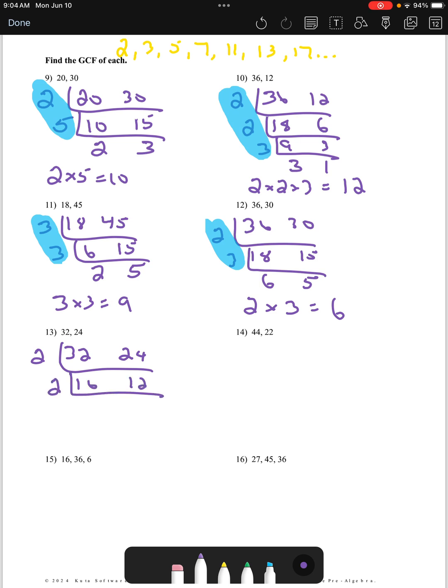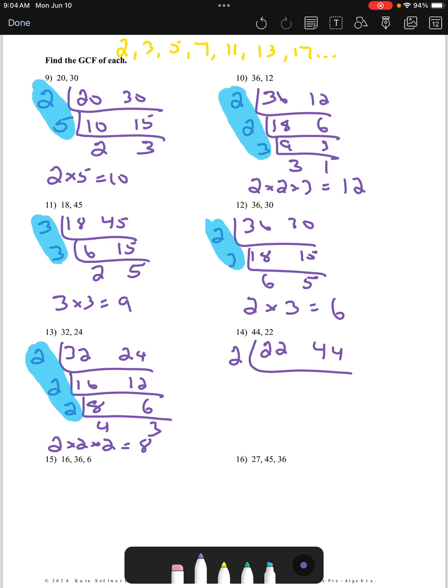Will these divide by 2? Yes, they're both even. That'll give me 16 and 12. They're both even, so I can divide by 2 again. That gets me 8 and 6. They're both even, so I can divide by 2 again. That'll get me 4 and 3. 3 is prime, so I'm done. What's my GCF? Well, 2 times 2 times 2 is 8.